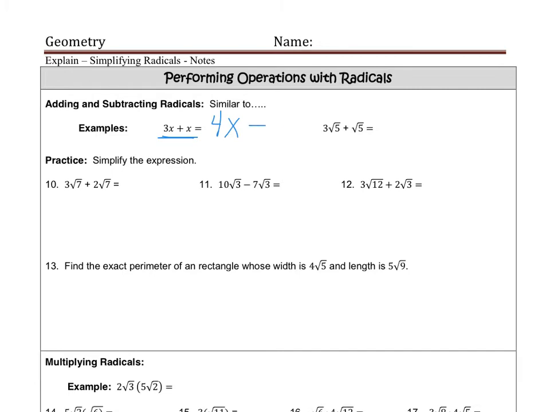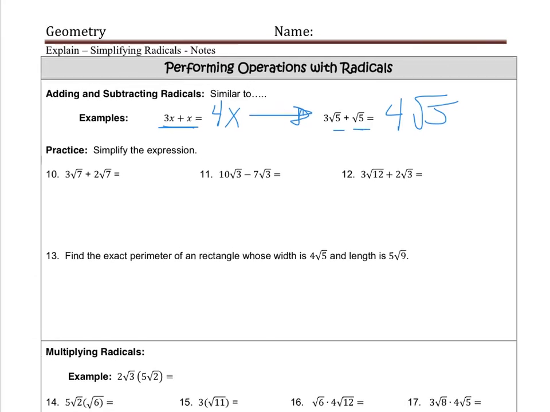Well, the same rule applies with radicals. For you to add or subtract radicals, they have to be like radicals. And if you notice, both of those statements there both have the square root of 5. So over here I have 3 times the square root of 5, and it's being added to 1 times the square root of 5. Well, what's 3 plus 1? It's 4, and so I have 4 times the square root of 5. Okay? Well, let's do some together.